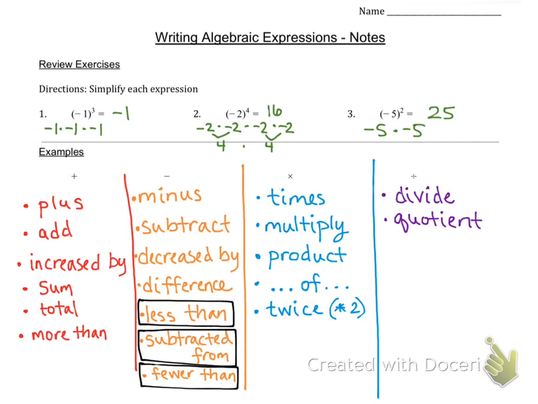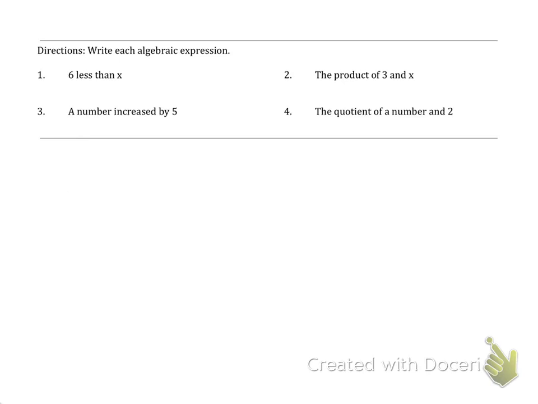Now these are some of the key words that they might use. There also can be other words that may be missing from this list, but these are most of the key words that you will see. Let's try some problems now. So it says directions, write each algebraic expression.